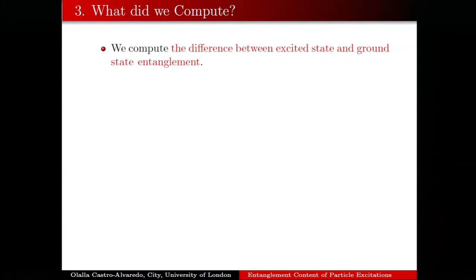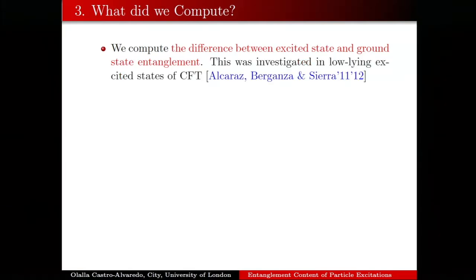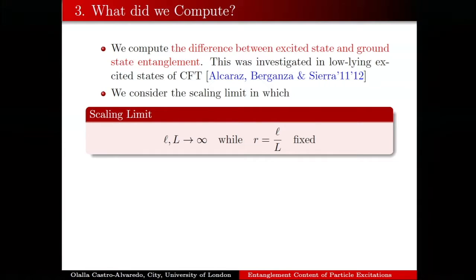So let me then tell you more precisely what we compute. What we compute is not just the entanglement of those excited states, but rather something that in the work of Alcaraz, Berganza, Sierra and collaborators they call the excess entanglement. So the difference between the entanglement entropy in the excited state and in the ground state. So we look at an increment of entanglement. And we look at it in the scaling limit in QFT, in a particular scaling limit, which is the limit where the size of the system and the size of the region are both infinitely large, but the ratio is kept fixed. And it's finite.